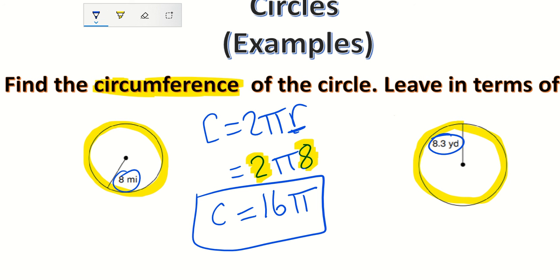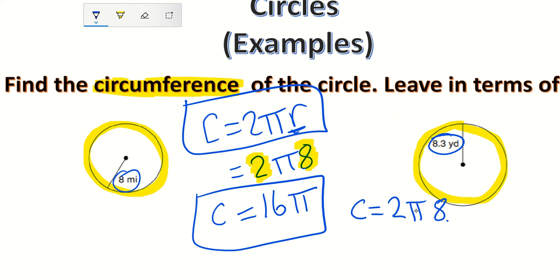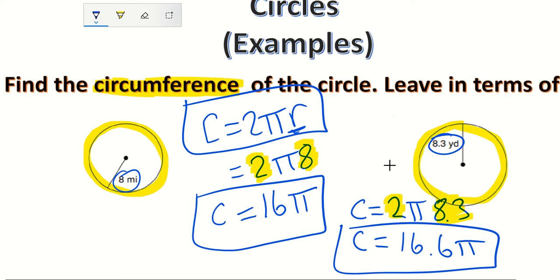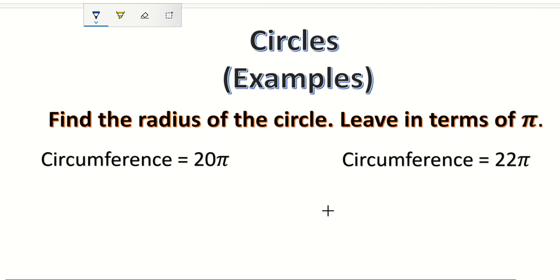Okay, guys, the third one is 8.3. So let me go ahead and plug it in using the same formula. To find the circumference, 2 pi, and of course, my radius is 8.3. So I'm just going to multiply the 2 and the 8.3. And that should give me 16.6. And don't forget the pi. All you have to do is multiply the 2 times that 8.3 and you should get 16.6. Okay, guys, let's go ahead and work out some other examples.